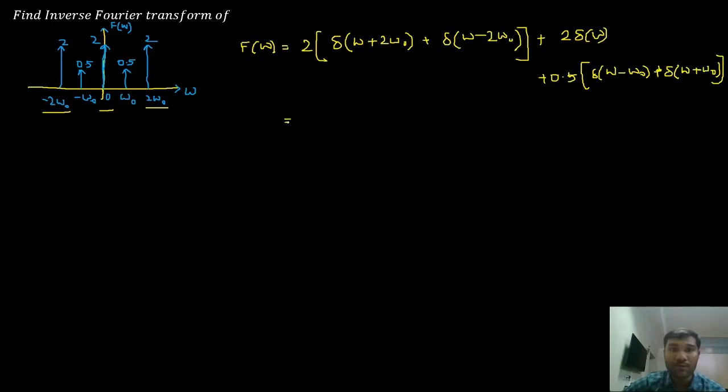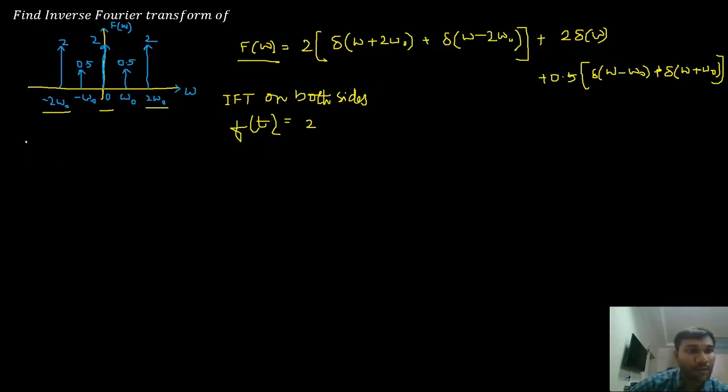So that is equal to, now I have to find the inverse Fourier transform. So I'll apply inverse Fourier transform on both sides, right? So inverse Fourier transform of F of omega is f of t. Now I have to find the inverse Fourier transform of delta of omega plus omega naught. So first, what do we find here?